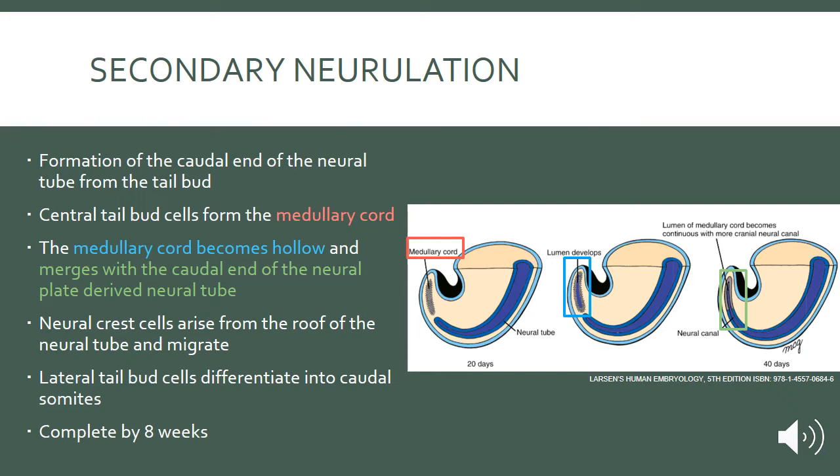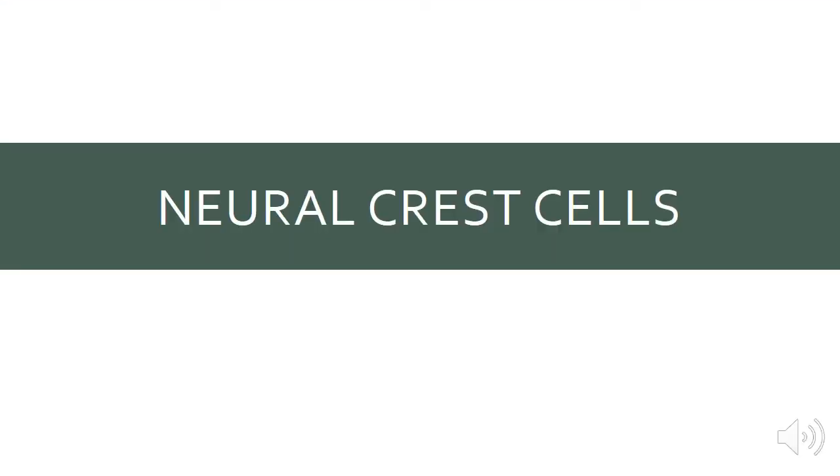So in fact, the tail end of the neural tube is derived from different cells than the rest of it. But just like with the rest of the neural tube, the neural crest cells will arise from the roof of this region of the neural tube and migrate. The lateral tail bud cells will differentiate into the caudal somites, and all of this is completed by 8 weeks. Now, the early brain structures are also forming during week 4. Again, we're covering this very briefly, but we will talk about it more in chapter 9.